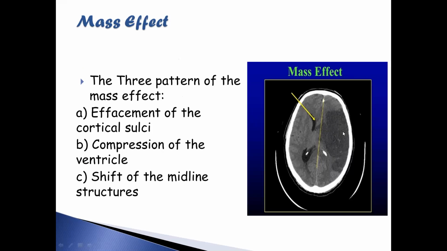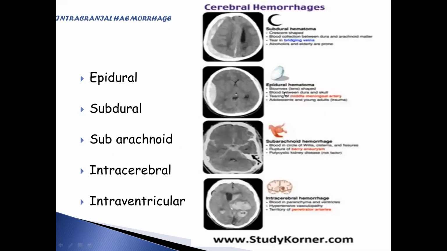So this is effacement of cortical sulci, and this is compression of the ventricles. You're able to see there's a ventricle here, but on this side you're unable to appreciate it. Why? Because there's compression of the ventricle. Then there's shift of the midline structures. You're unable to appreciate any midline structure here. Everything has moved to the opposite side. So intracranial hemorrhage: we've got epidural, subdural, subarachnoid, intracerebral, and intraventricular.